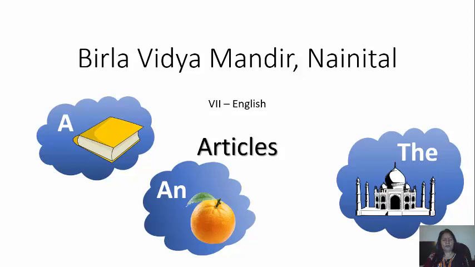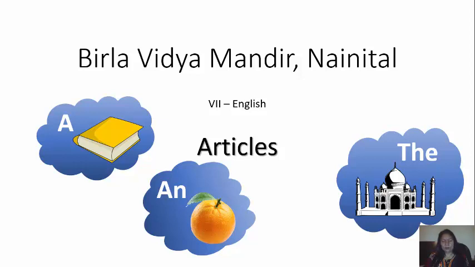A is used for countable nouns. An is also used for countable nouns. An comes before vowel sounds. Vowel sounds are A, E, I, O, U. And for the rest of the countable nouns, for a singular countable noun, a is used. And the is used for things which are specific, particular. So that is why it is called a definite article.